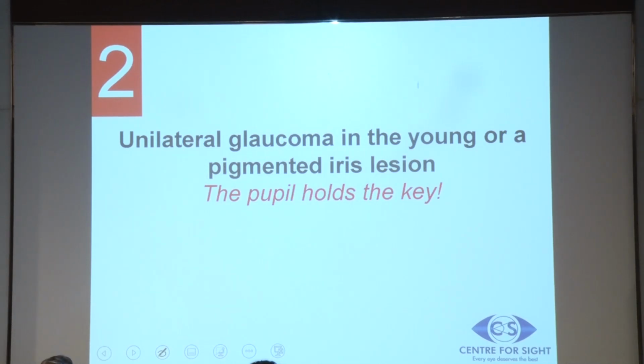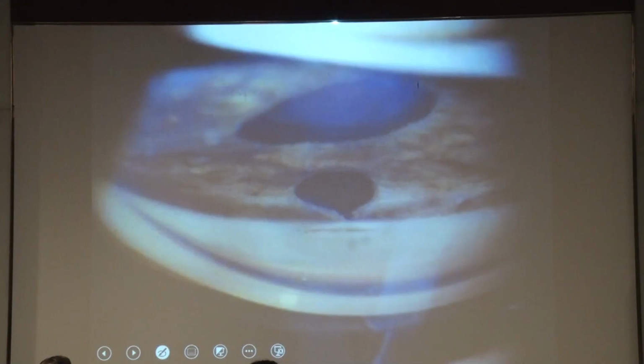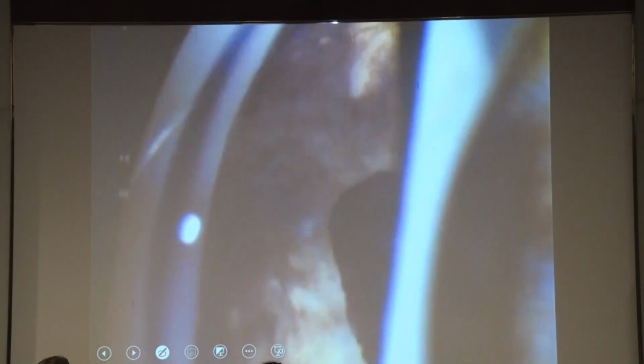Now the second tip is that in unilateral glaucoma in a young individual or a pigmented iris lesion, the pupil holds the key. You should look at the pupil very carefully. This is an example of a young adult who had unilateral glaucoma where somebody had done a trabeculectomy. You can see an internal ostium there and a very funny circular PI, but you see the pupil already. See, the pupil has corectopia and ectropion uveae, and behind the PI you should see lens, or glow, but here you see something pigmented. So obviously the patient has a pigmented lesion behind the iris, and he has neovascularization of the iris as well.